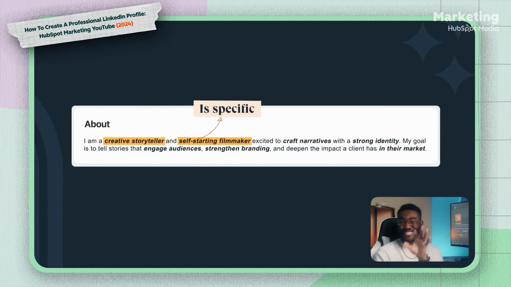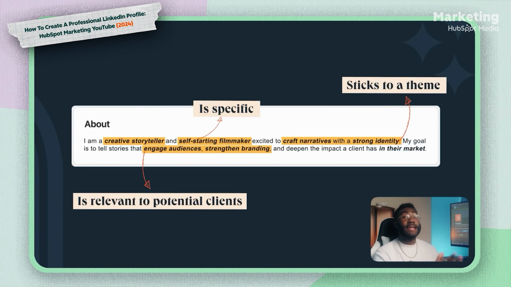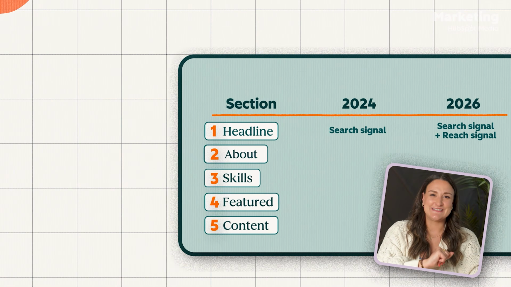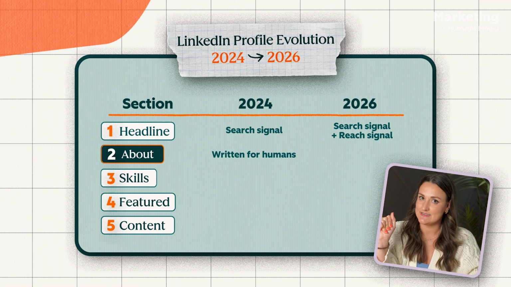This works because it's specific, sticks to a theme, storytelling, and makes myself relevant by connecting the dots between my storytelling and marketing experience. LinkedIn now uses AI to create a summary that shows up in specific search and recruiter tools, which is exactly why your About section needs to answer one question in the first 2 sentences.